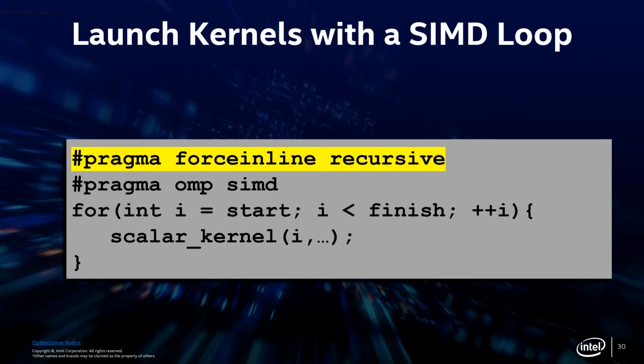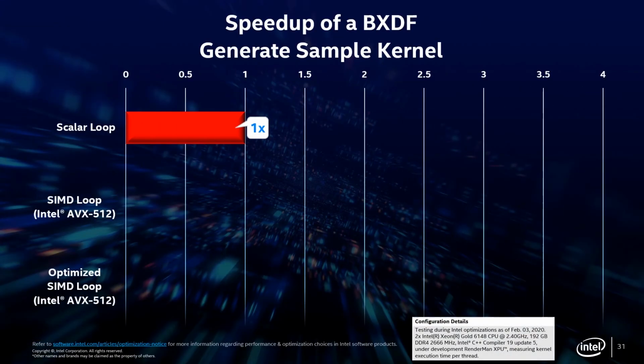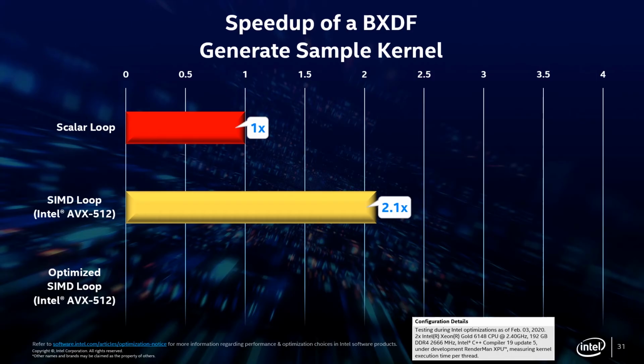So what do we get by just enabling a SIMD loop? We're going to examine a BXDF sample kernel. Here, the baseline is a scalar loop executing the scalar kernel. And after translating the kernel into a SIMD loop, boom, we get a 2.1x speedup targeting AVX-512. I'd like to show you the performance after optimizing the kernel, but we need to actually optimize it first. Let's recount how we optimized this particular BXDF kernel.